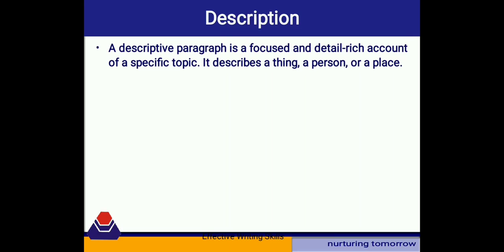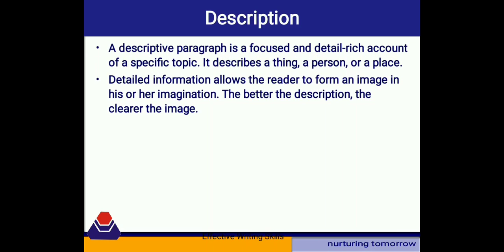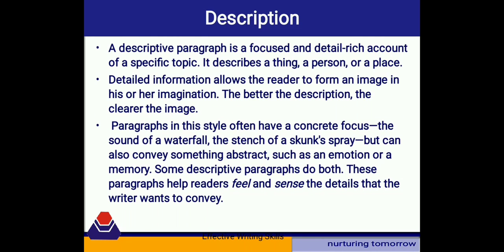So, a descriptive paragraph is a focused and detail-rich account of a specific topic. It describes a thing, a person, or a place. Detailed information allows the reader to form an image in his or her imagination. The better the description, the clearer the image. So, when we describe a person or place, it creates a very clear image in the mind of the reader.